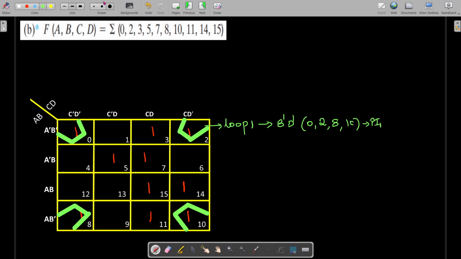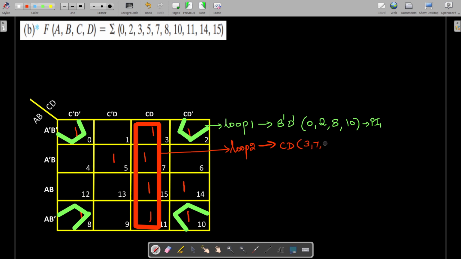Then we go for the second. These 4 ones can be combined and we can name it loop 2. For this loop 2 you can write the expression as CD only, because row wise all the literals are covered, so it becomes 1. And the minterms corresponding to this are 3, 7, 11, 15. So this is PI2.